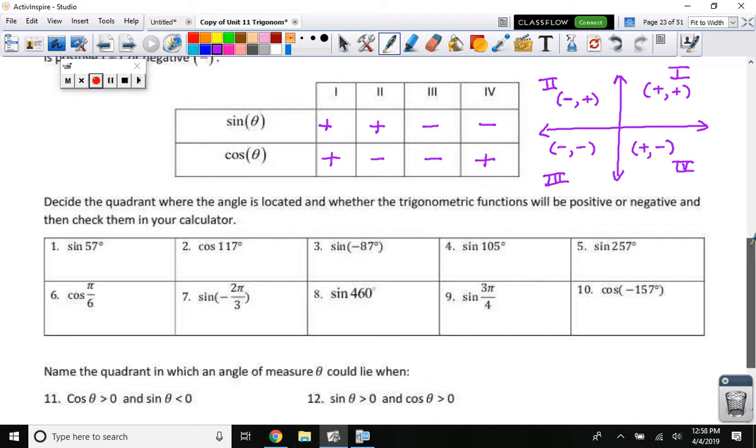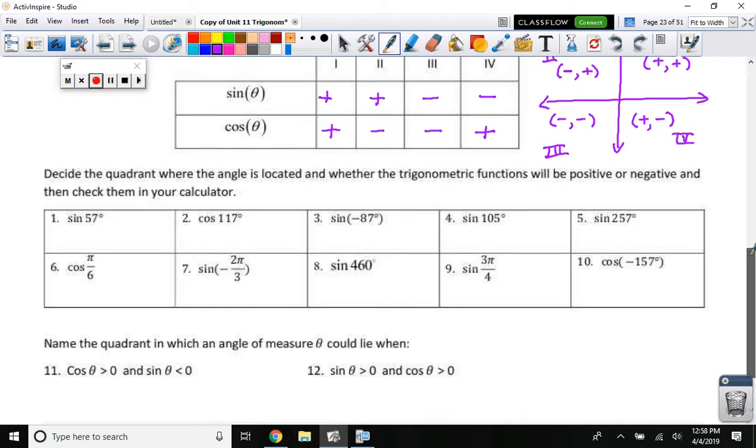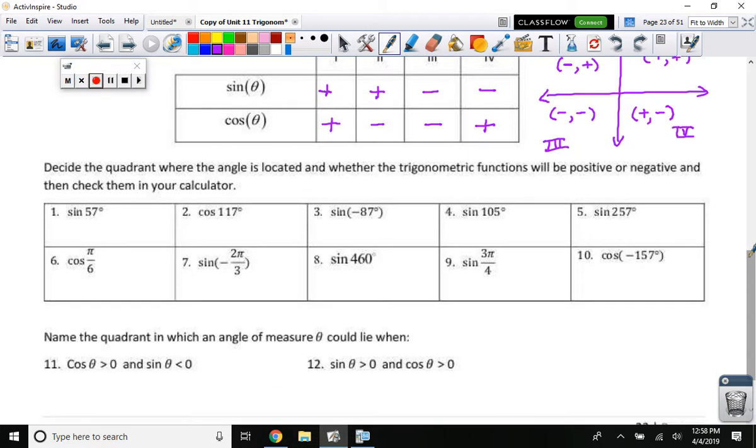All right, so then apply this. We should be able to decide the quadrant where the angle is located, and then whether the trig functions will be positive or negative. And you can check it in your calculator later. So the sine of 57 degrees: 57 is in quadrant 1. Okay, so that's the first thing I figure out. Where's the angle that I would graph? 57 is in quadrant 1.